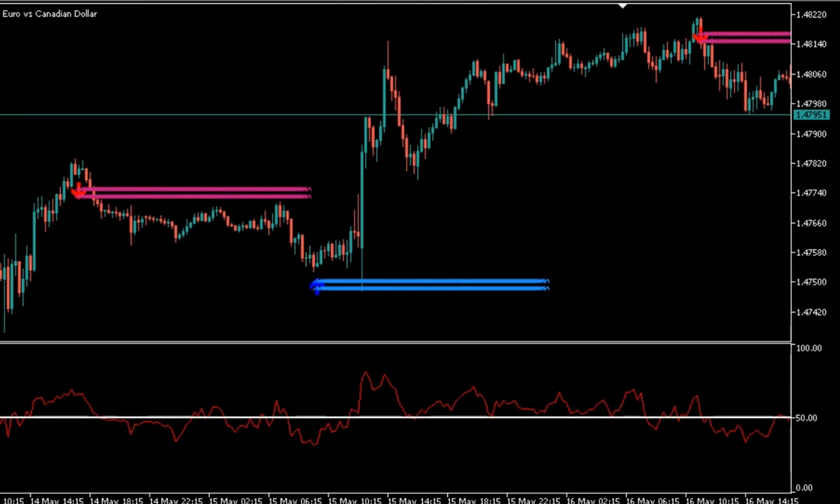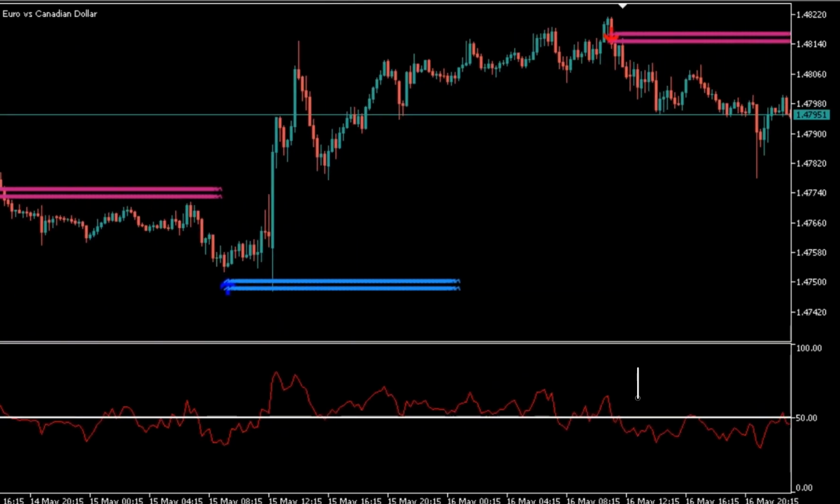So this is how our indicators will be looking. This is the relative strength index, and this is the Lucky indicator.